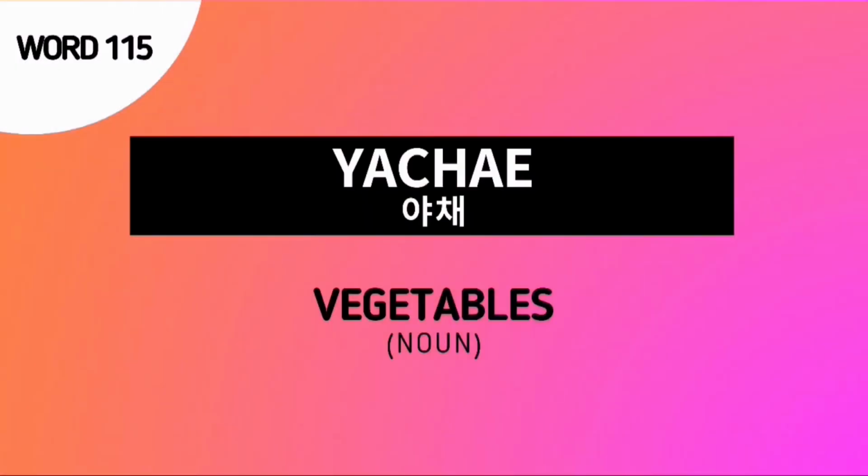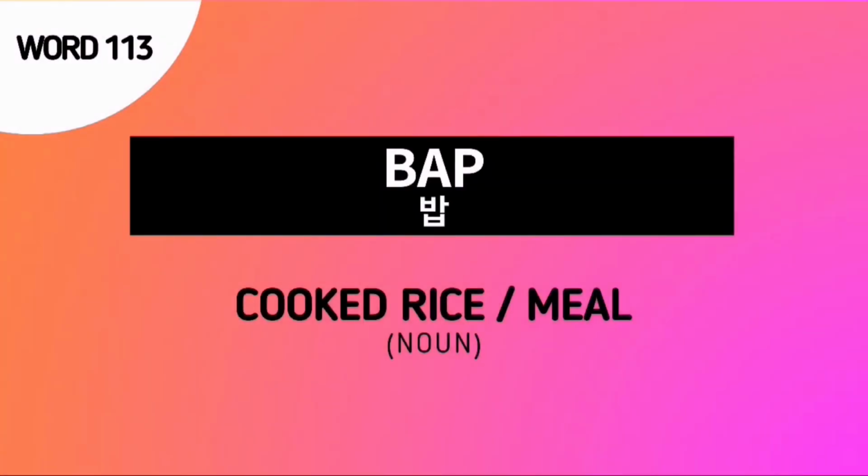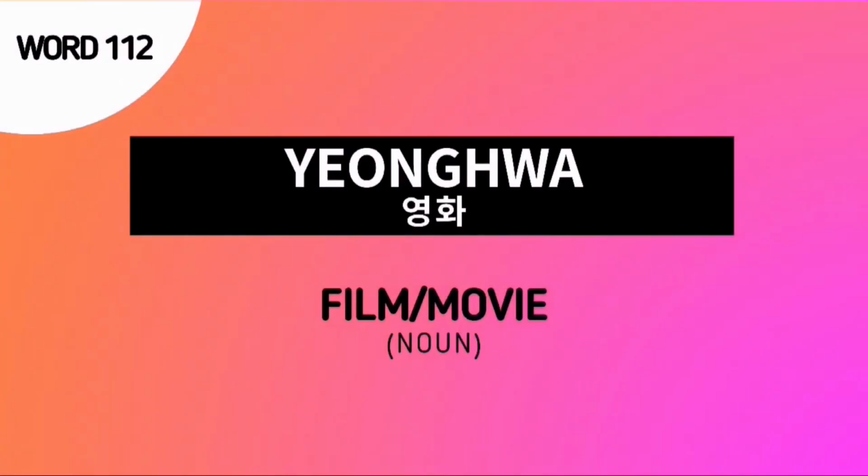Word number 115 is yache, and this is the Korean noun for vegetables. Word number 114 is daebak. This is a Korean slang used to say amazing. Word number 113 is bap, and this is the Korean noun for rice or meal. Word number 112 is yeonghwa, and this is the Korean noun for film or movie.